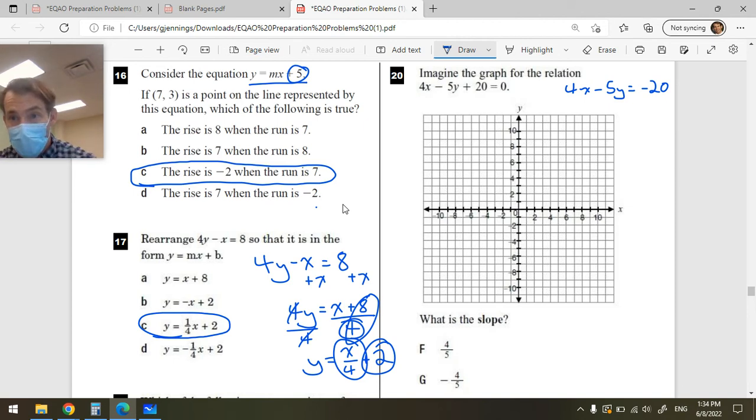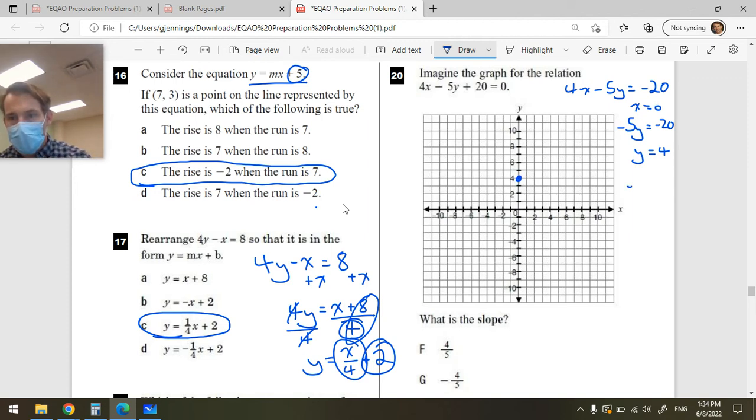If x is 0, then minus 5y equals negative 20 and y is equal to 4 just by division. This is when x is 0. Okay, so that's the y-intercept. It's up here at the point 0 in the x, 4 in the y.